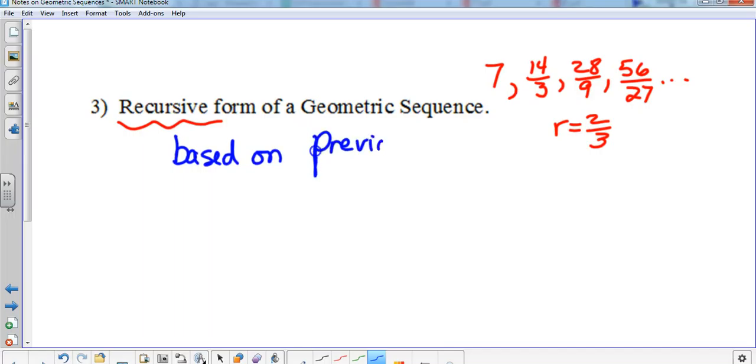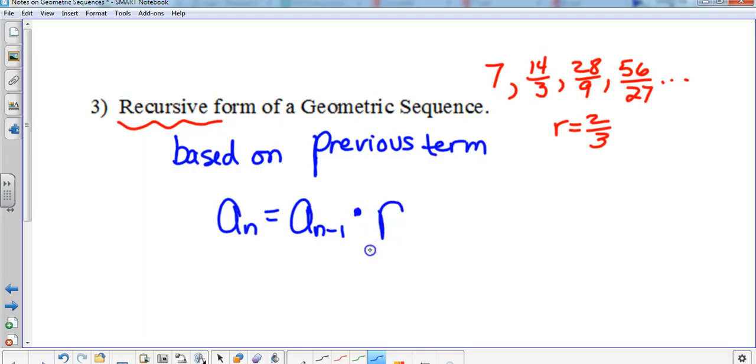And what does that mean, previous term? So you write a sub n equals, how do you write previous term? What's the one before a sub n? A sub n minus 1. And if it's geometric, what are you doing over and over? Multiplying by, what do we call that thing? R. Where you also have to always tell me the first term.